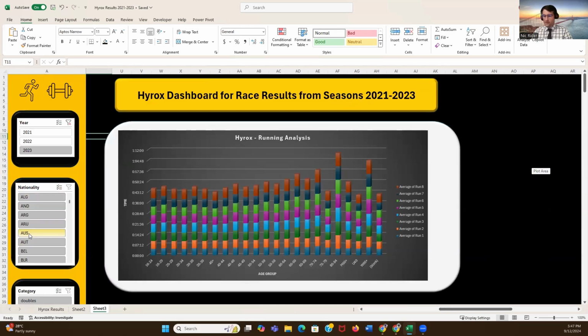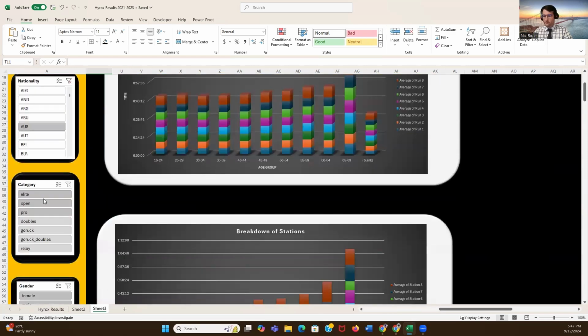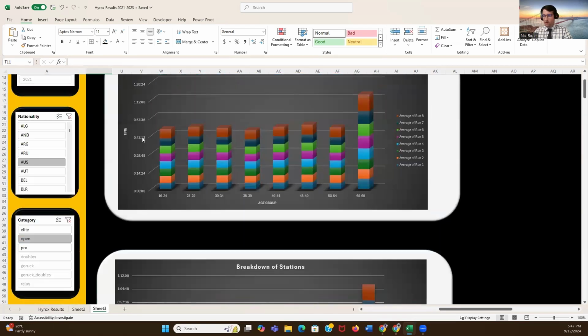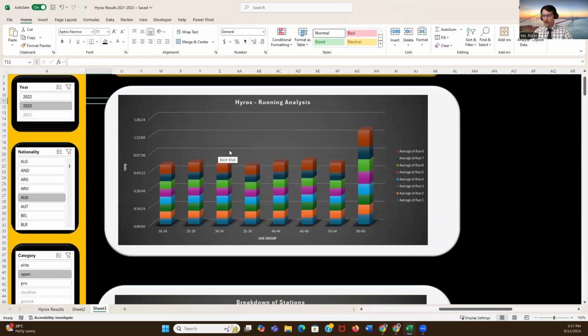Okay, so I'm just going to go back to Australia again. I'm going to go open, and we'll go female. All right, so here we can see in open female in Australia, we can have a bit of a look at the run times and the breakdowns. Obviously the running for 65 to 69 is a lot slower there. You can see on average we're up over an hour 12 for the whole thing. Over here, 25 to 29, 30 to 34, 35 to 39, 40 to 44, all pretty close.